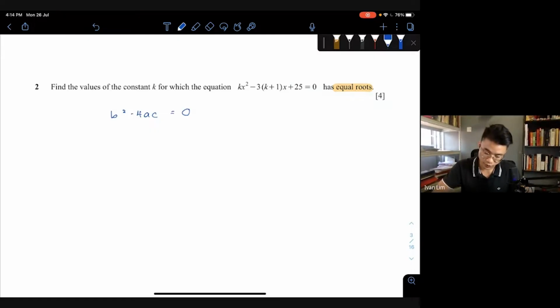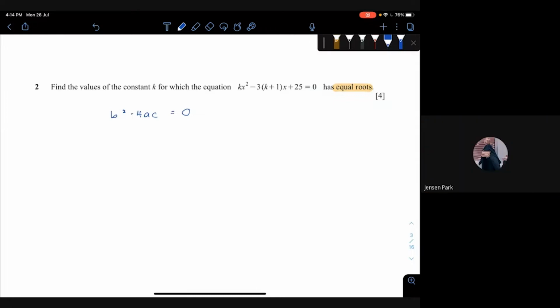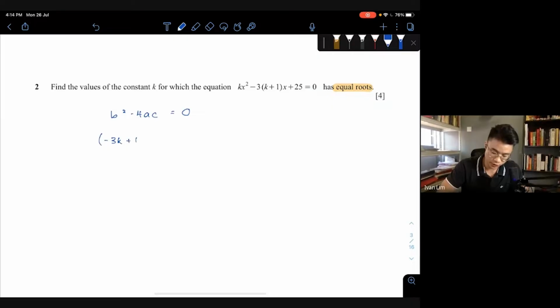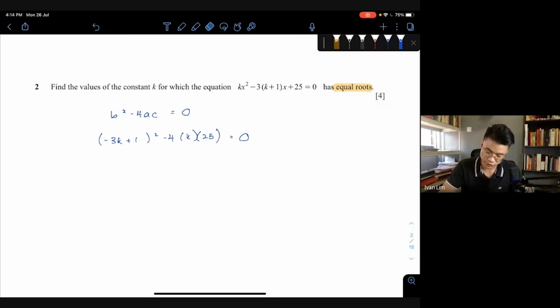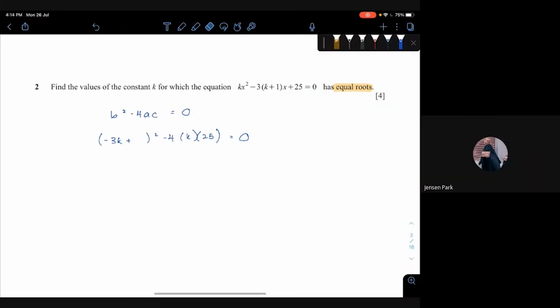So what is b in this case? Negative 3k plus 1. Okay, negative 3k plus 1 squared minus 4ac. Teacher, is it negative 3k minus 1? Oh, okay, no. I have to open up the bracket, right? It's minus negative 3, 3k minus 3, right? Yeah, minus 3.